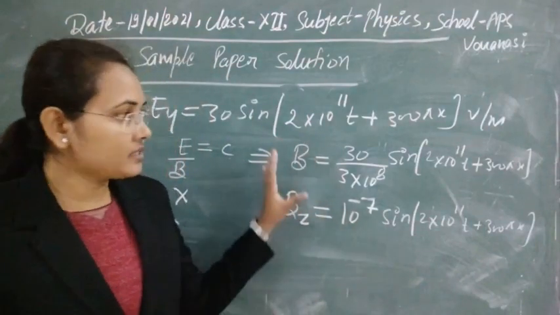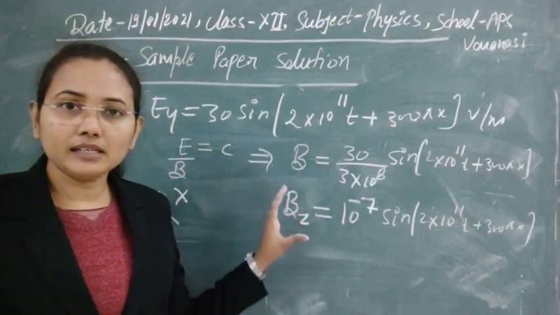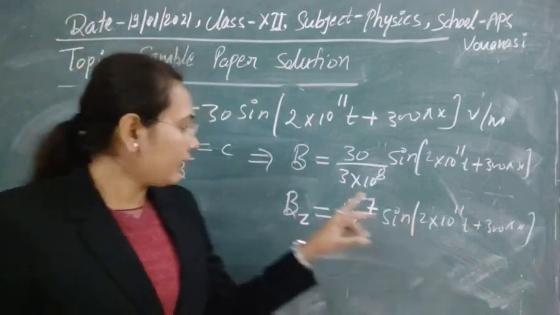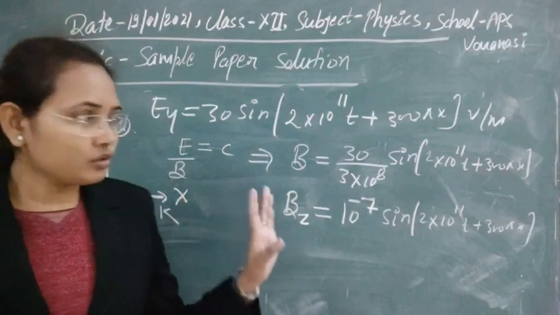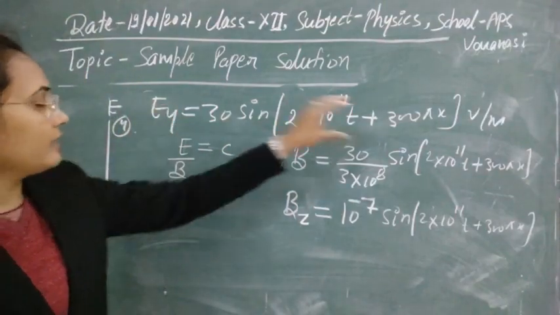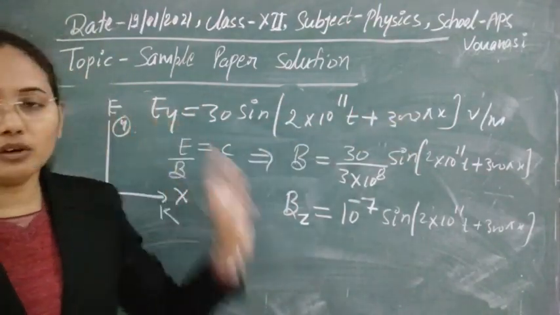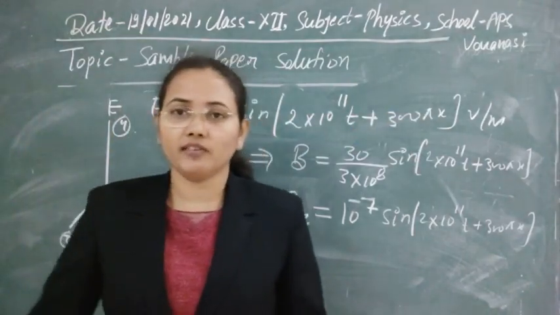You just have to find these things easily: how to find the value and how to find this direction by using this concept. The direction of propagation and the value of the oscillating electric field are already given, so you can easily find it.